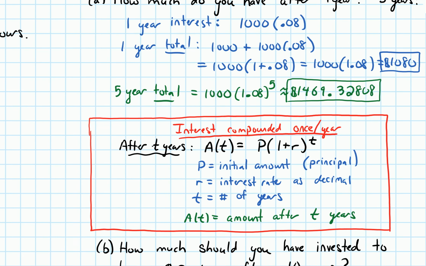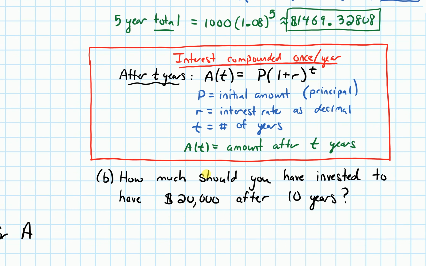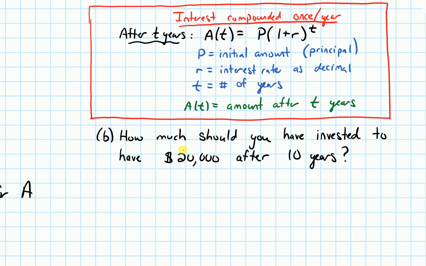Okay, so let's do another part to this example, part B. How much should you have invested to have 20,000 after 10 years? So now it's saying that after 10 years, so t equals 10, we want to end up with 20,000. So 20,000 is not the initial investment, it's not P, it's what goes on the left for A of t. It's the amount that we want to end up with. So we'll write 20,000 on the left, and that's going to equal P times 1 plus r, the interest rate we knew already. The interest rate was 0.08, remember? 0.08, and to the 10th power, because it says we want to do this for 10 years.